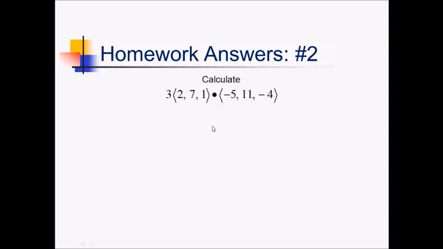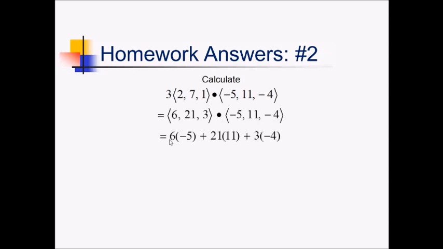On this problem, we're trying to do a dot product with three-dimensional vectors. Before we do the dot product part, I'm just going to distribute this 3 in the beginning. So that's going to give us 6, 21, 3, and we're still multiplying by this other vector here. So to dot multiply, let's multiply the x's together, so 6 times negative 5. And to that, we are going to add 21 times 11, the product of the y values. And then we've got 3 times negative 4 also getting added in there.